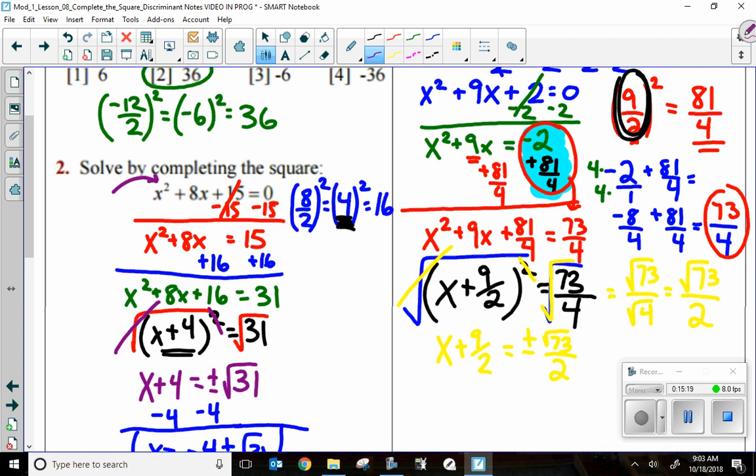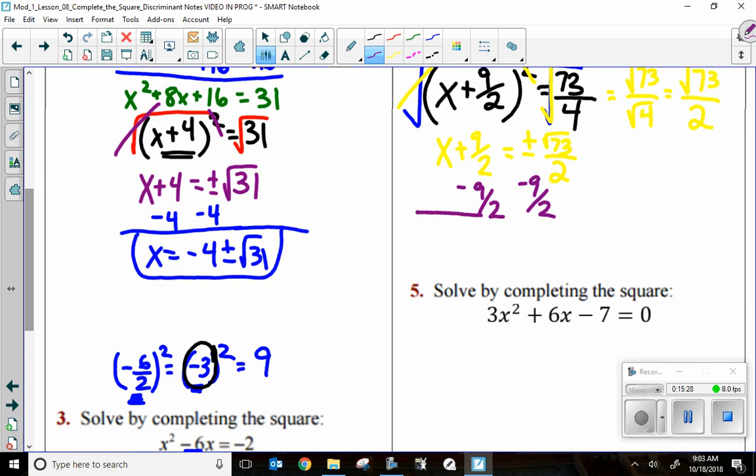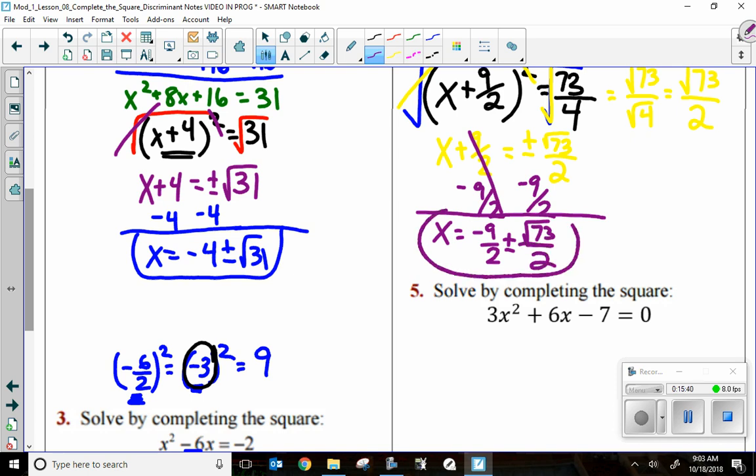My last step, I just subtract 9 halves. Subtract 9 halves. Now this problem has some longevity. Okay, this goes away. So I got x equals negative 9 halves plus or minus the square root of 73 over 2. And this is fine. But again, if this was multiple choice, those bottoms are the same. I can combine them. I'll put everything over 2. It's negative 9 plus or minus the square root of 73.